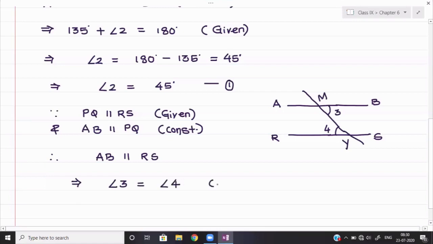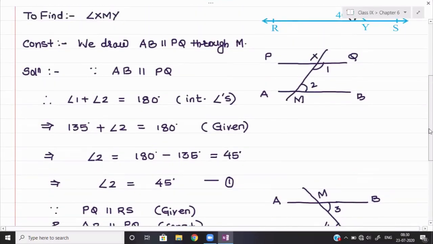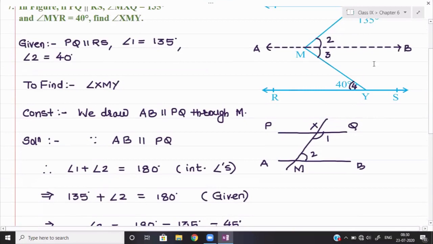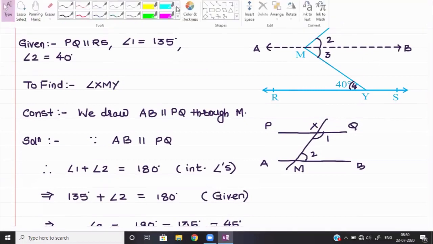Here the reason we can give is alternate angles. Now angle 4's value we already have. Angle 4's value is given in the question as 40 degree. Check once. Angle 4 is 40 degree. Yes, look at the given. Sorry, in the given also we have made the same mistake, so that we can correct.